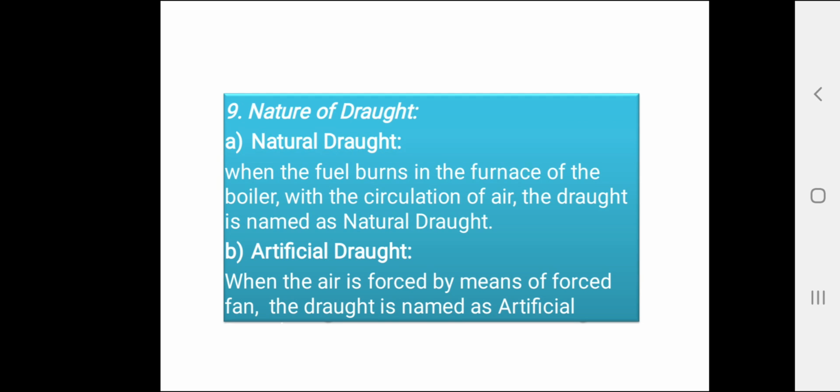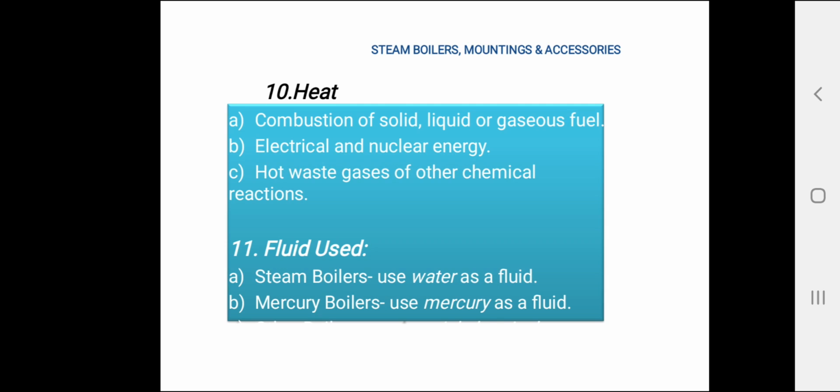Then the next type of classification of boiler is heat source. Heat source means fuels. Fuels may be for combustion: solid fuels, that is coke, coal, liquid and gaseous fuels. Nowadays electric arc furnace, induction arc furnace, electrical energy is used, nuclear energy is used. Sometimes hot waste gases of chemical reactions can also be used as a heat source to produce steam. So according to heat source, there are three types of furnaces.